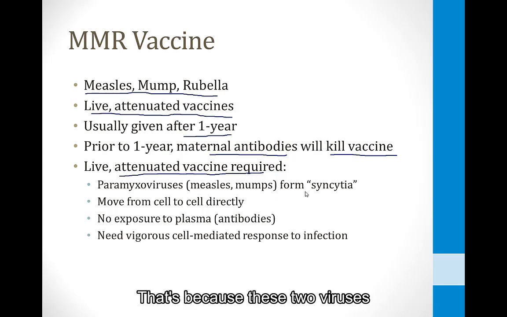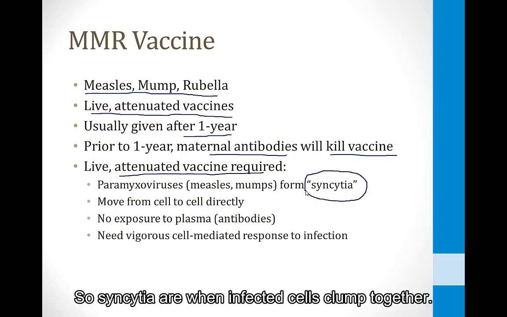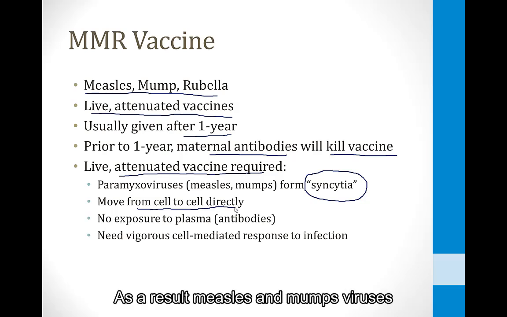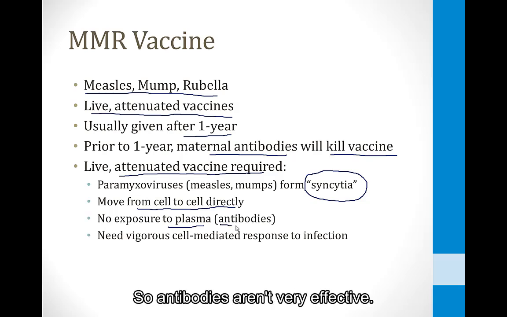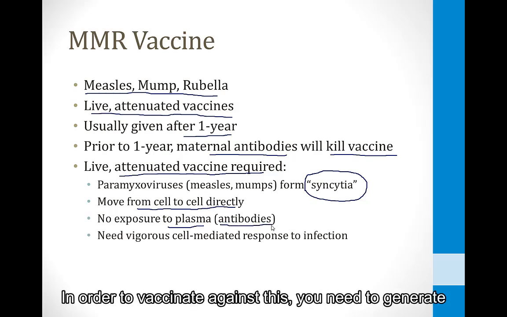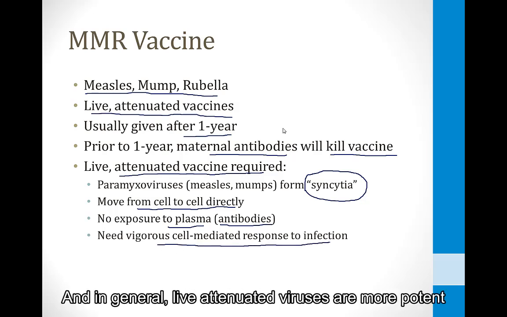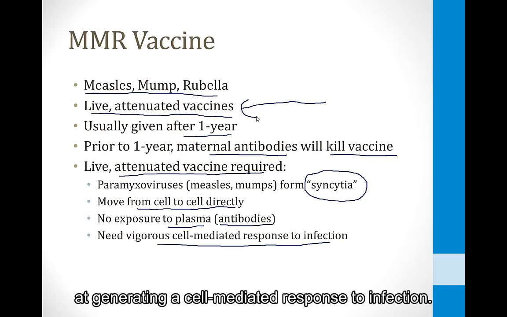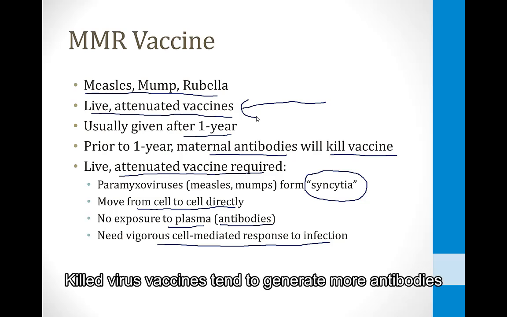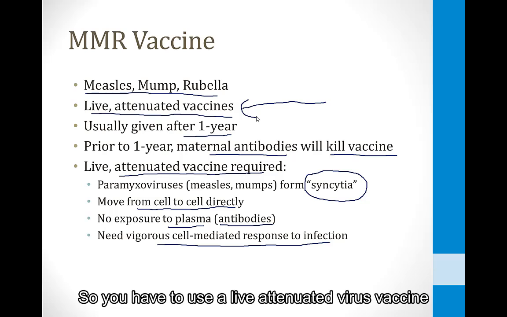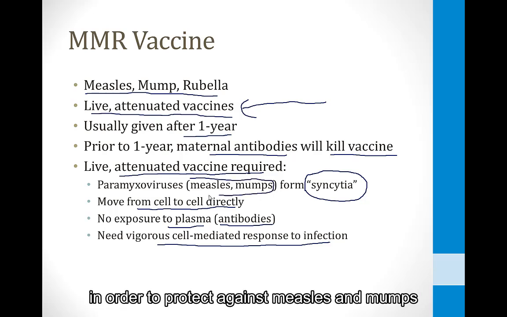That's because these 2 viruses form what's called syncytia. So syncytia are when infected cells clump together, and it allows the virus to move from cell to cell directly. As a result, measles and mumps viruses are usually not exposed to plasma, so antibodies aren't very effective. In order to vaccinate against this, you need to generate a vigorous cell-mediated response to infection. And in general, live attenuated viruses are more potent at generating a cell-mediated response to infection. Killed virus vaccines tend to generate more antibodies and less cell-mediated response. So you have to use a live attenuated virus vaccine in order to protect against measles and mumps for this reason.